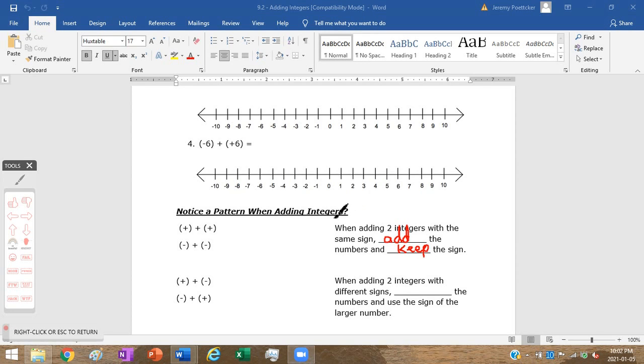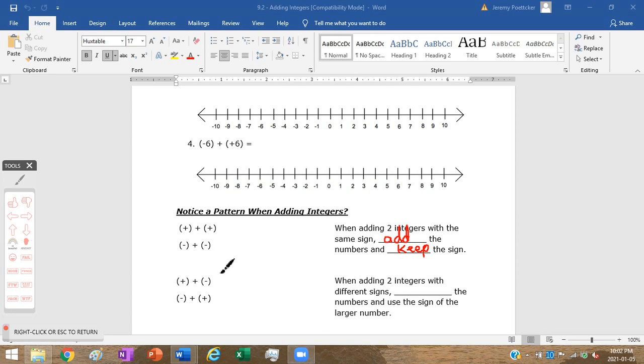All right, so we'll look at some more examples here, but if you think back to example number 2 up here, right? -5 plus -3. Well, add the numbers. 5 plus 3 is 8. Keep the sign. It's negative. Our first example, right? +4 plus +2. Add the numbers. 4 plus 2 is 6. Keep the sign. They're positive.